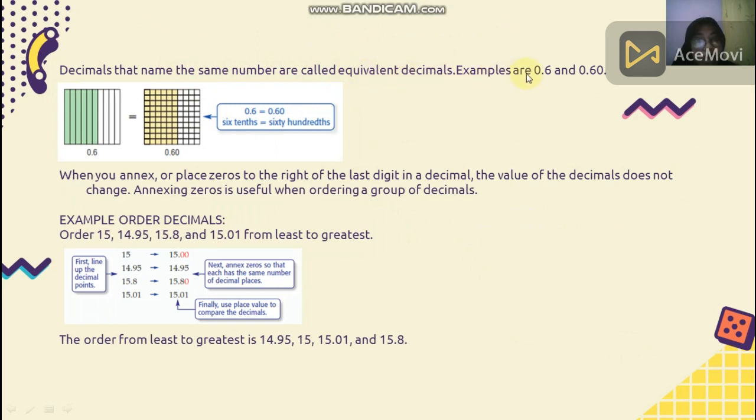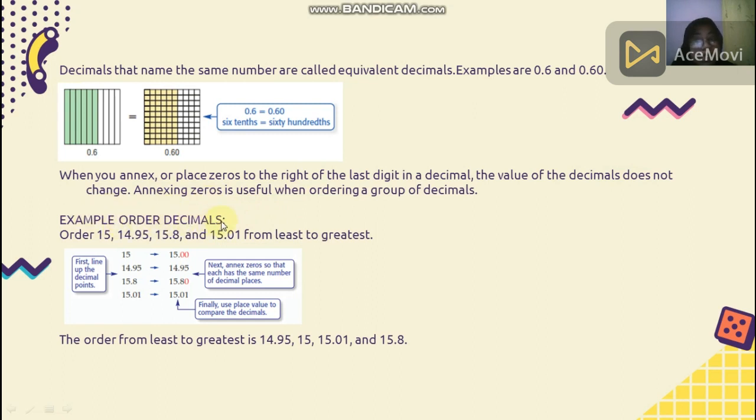Next, decimals that name the same number are called equivalent decimals. Examples are 0.6 and 0.60. When you annex or place zeros to the right of the last digit in a decimal, the value of the decimal does not change. Annexing zeros is useful when ordering a group of decimals.